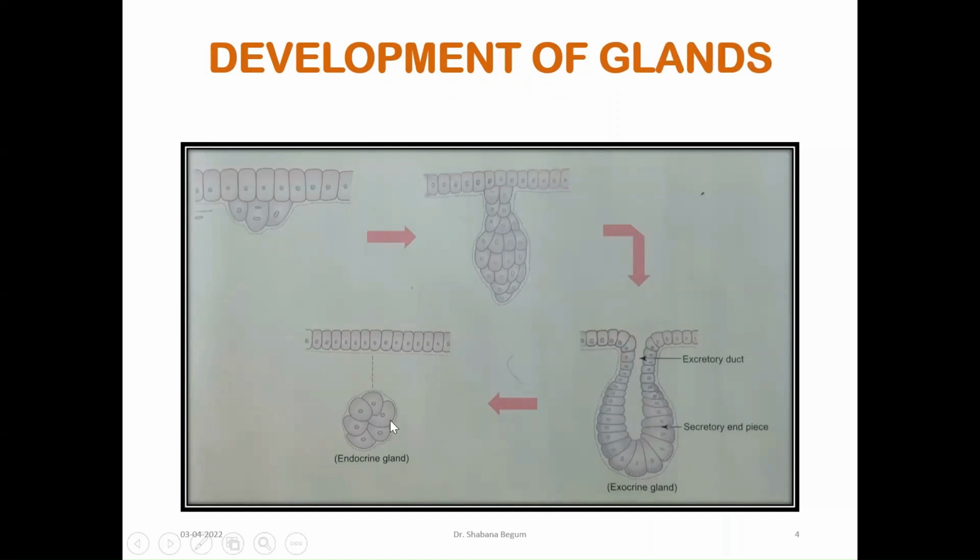In case of endocrine glands, the connecting portion, which was connecting the secretory end piece with the surface, this connecting link disappears. Hence, the endocrine glands are the ductless glands.